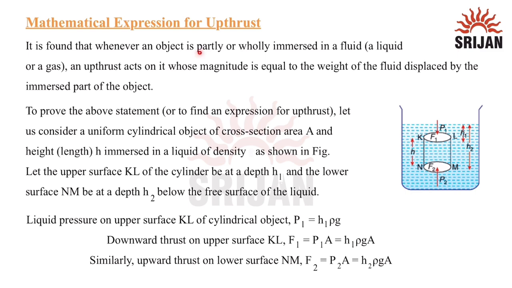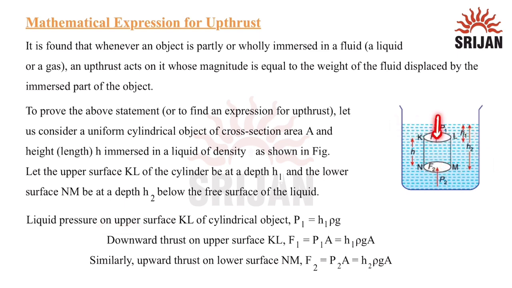Now it is found that whenever an object is partially or wholly immersed in a fluid, a liquid or a gas, an upthrust acts on it, whose magnitude is equal to the weight of the fluid displaced by the immersed part of the object. Now to prove the above statement, or to find an expression for upthrust, let us consider a uniform cylindrical object of cross-section area capital A, height h, immersed in a liquid of density rho, as shown in this particular figure. Let the upper surface, that is KL, of the cylinder be at h1 depth and the lower surface NM be at h2 depth below the free surface of the liquid.